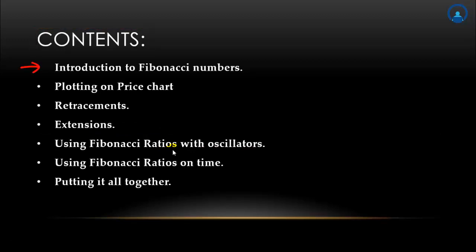Contents: we have an introduction to Fibonacci numbers, and how to plot various ratios on price charts, ratios like retracements and extensions. You'll learn what retracements and extensions are, and what the important retracement and extension levels are. Then we'll learn how to use Fibonacci ratios with oscillators to find reversals. Next is using Fibonacci ratios on time, just the way we use Fibonacci ratios on price. Similarly, we can use Fibonacci ratios on time as well. And lastly, we'll put it all together.